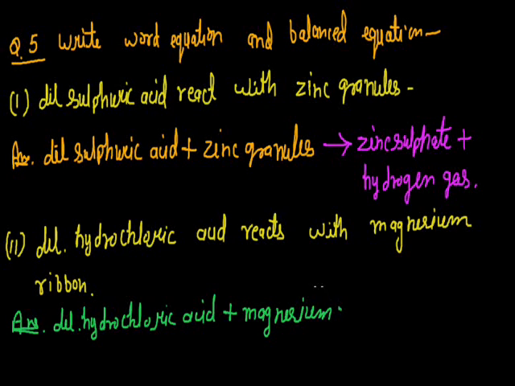Now after the reaction, when hydrochloric acid reacts with magnesium ribbon, it gives magnesium chloride plus hydrogen gas.